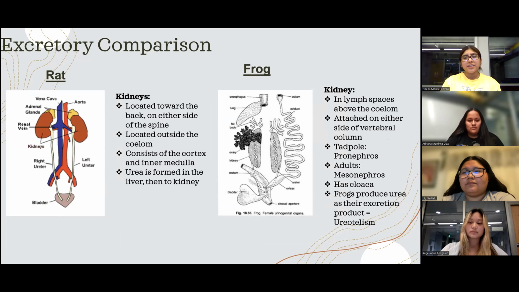Compared to the frog, the kidney is in lymph spaces above the coelom, and it is attached on either side of the vertebral column. And for tadpoles, they have pronephros, and adults have mesonephros, and it has a cloaca. And frogs produce urea as their excretion product, which is also known as ureotelism.